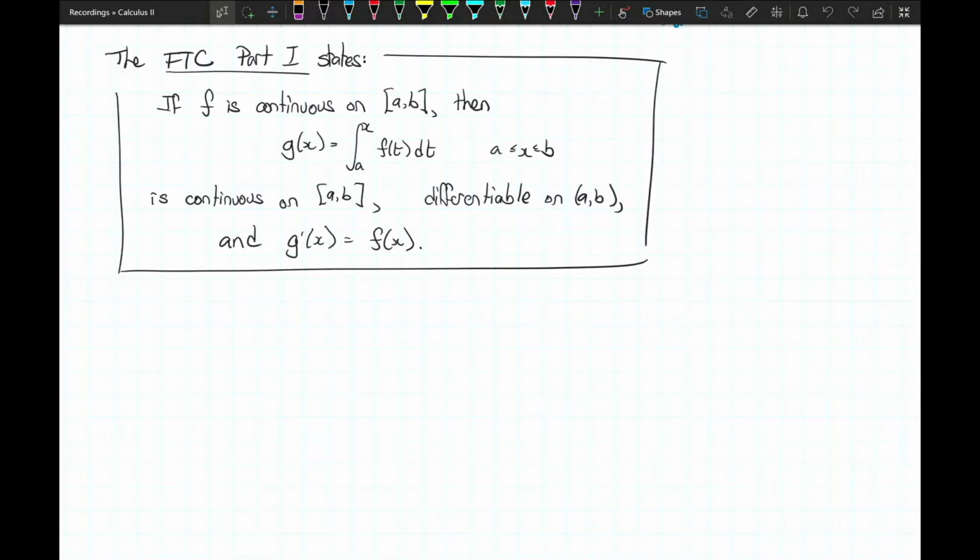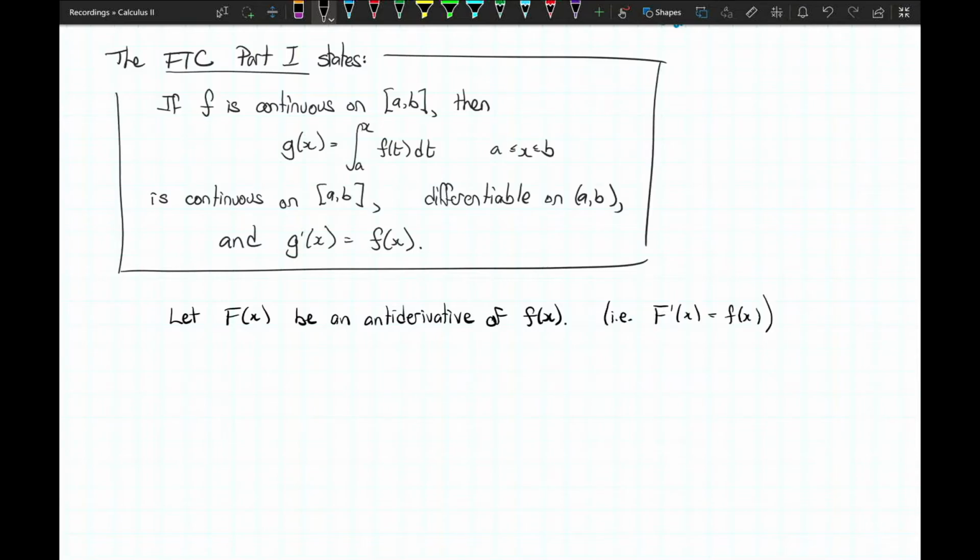Now, with that theory completed, the fundamental theorem of calculus part 2, knowing how this differentiation and integration relationship holds, we can actually use antiderivatives as a way to evaluate integrals. Knowing that g of x has the derivative equal to f of x, let's say capital F of x is an antiderivative of f of x. In other words, capital F prime of x equals our function f of x.